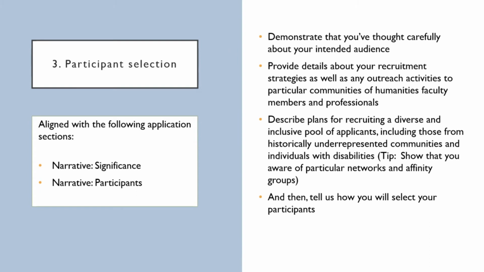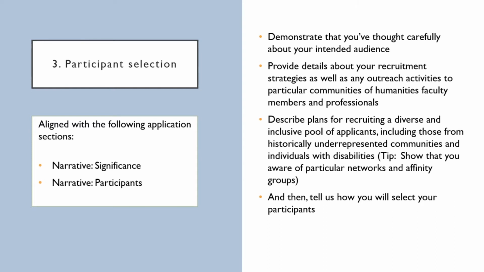Now, criterion 3 is about the participants. It's the for whom of the proposed project. Participants are actually the heart of why you're proposing this institute. In both the significance and participants sections, you'll want to address the NOFO prompts about the following. You want to note that you have thought carefully about your intended audience. Who are you doing this for? If you say you're doing it for everyone, you may end up doing it for no one.